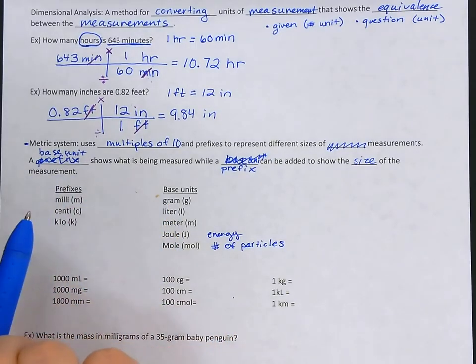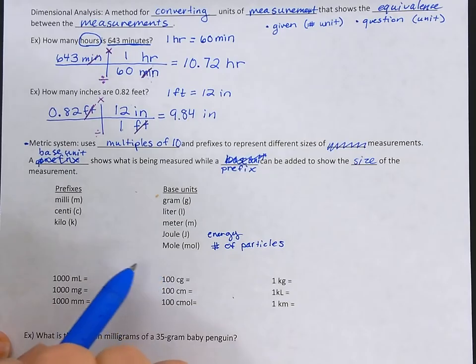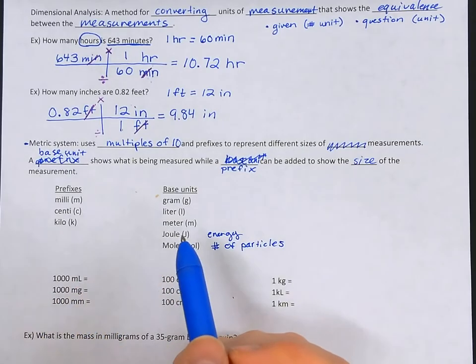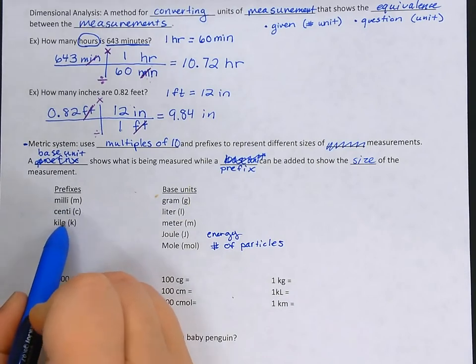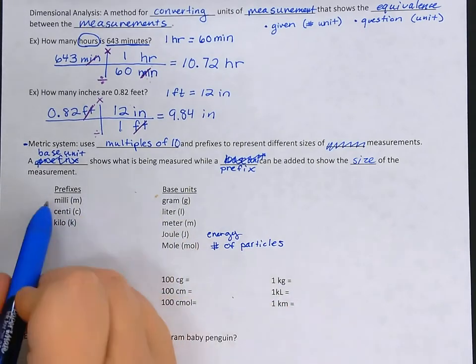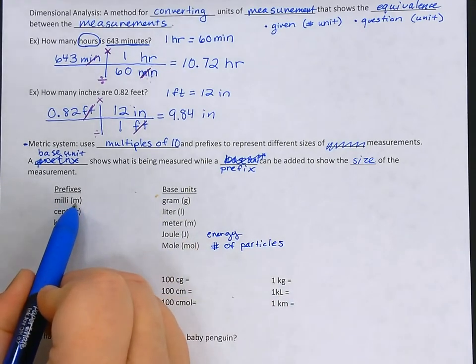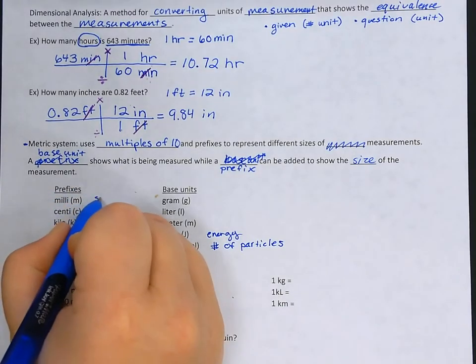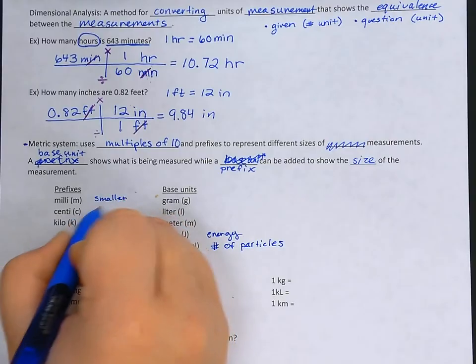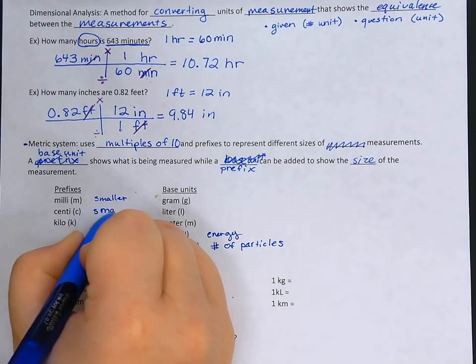That's the nice part about the metric system. We don't have to have a separate name for everything. So these different prefixes have different meanings. Milli is one of our smaller units. So our milli and centi are smaller units.